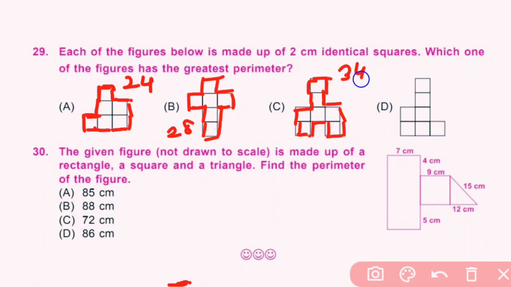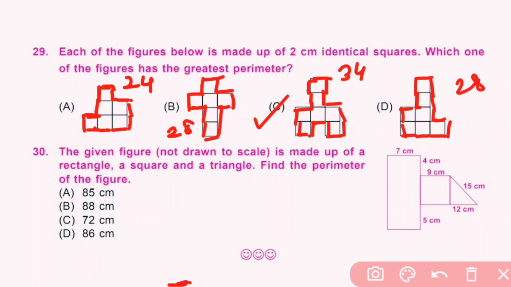Now last one D. This 2, 2 plus 2, 4, plus 2, 6, plus 2, 8, plus 2, 10, 12, 14, 16, 18, 20, 22, 24, 26 and 28. Now here the option C has the greatest perimeter, so C is correct answer.